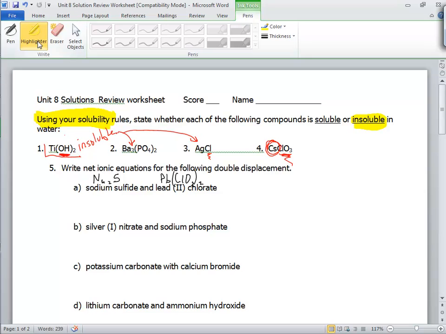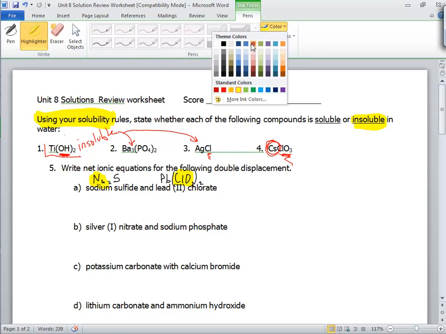Well, to decide what is going to happen here, we're going to look at the cation from this compound and the anion from this compound and decide if we put those together, will we get a reaction? And the answer is no, because alkali metals are soluble and chlorates are soluble.